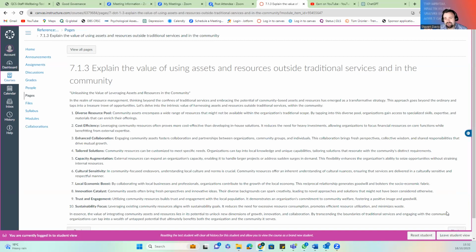You need to think about how you're going to manage those resources. And it isn't just the case that you've got this empty pot of money, because I guarantee you this, every business now is having to save on its bottom line. When we think about explaining the value of assets and resources outside traditional services in the community, again, we're thinking about how we can use diverse resource pools. Are there already things going on that we can access? Being cost efficient, how can we leverage in-house solutions, saving on money? How can we look at enhanced collaboration? So working with other people to create our own thing.